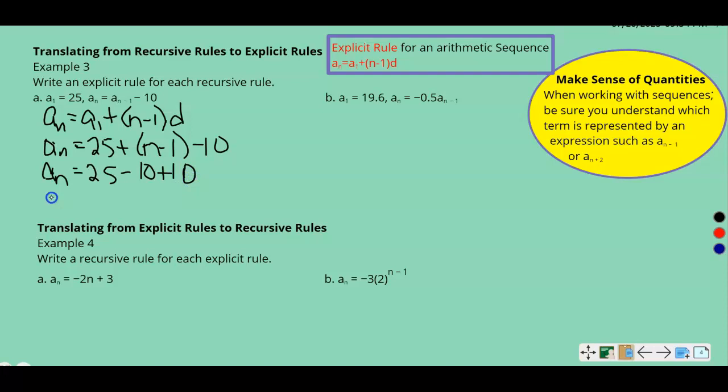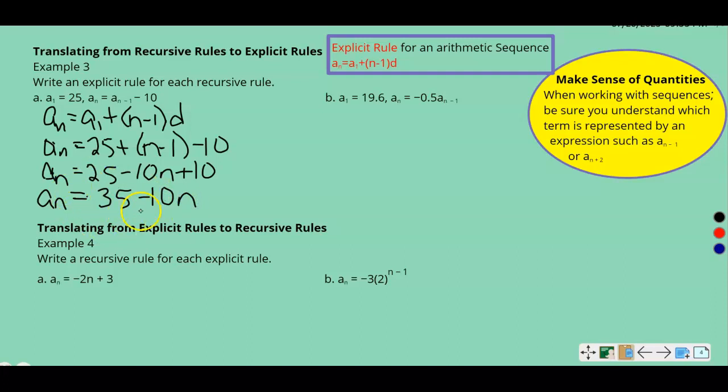Now I can combine like terms. So I'm going to have A sub n. Oh, I forgot my n term. I was saying it, but I didn't write it down. So I should have negative 10n and then plus 10. Again, I was doing the distributive property, n times negative 10, negative 1 times negative 10 is plus 10. Now combine like terms: 25 plus 10 is 35 minus 10n.